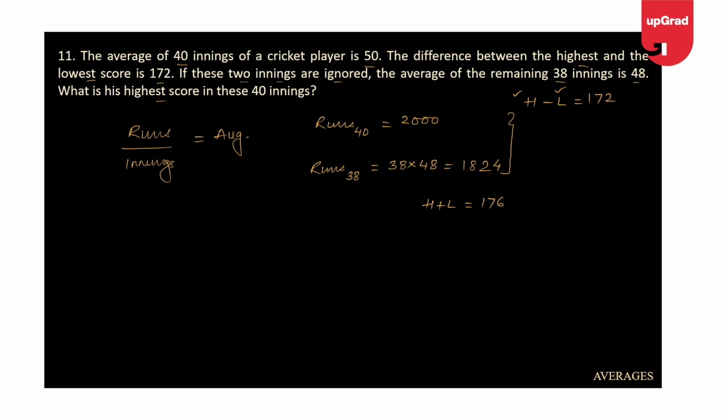Now the question says find the highest score. So I know two equations: highest plus lowest is equal to 176 and highest minus lowest is equal to 172. I'm simply going to add them up to get twice of highest is equal to 348, which means my highest score is equal to 174. And according to the equation, my lowest would be 2. That's my answer to the question. So you see that we did some calculation, but then we were not doing it in the traditional manner.